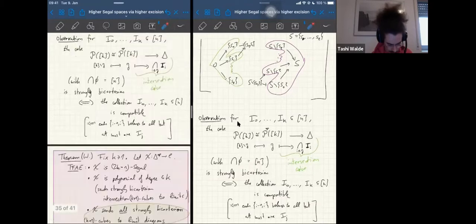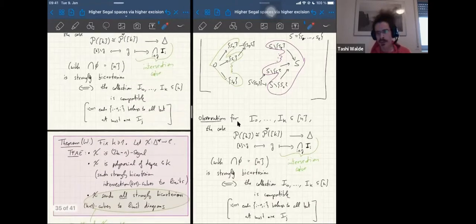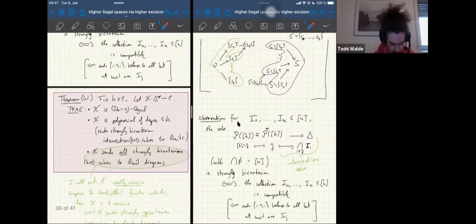And from this observation, we actually get the main theorem of this talk, which says that the following are equivalent for a simplicial object. X is 2k minus 1 Segal. X is polynomial of degree smaller or equal k. So this part we already saw before. And this means that it sends strongly bicartesian intersection cubes to limits. So remember, strongly bicartesian intersection cubes are exactly those which are given by these compatible collections of subsets. And now this is also equivalent to saying that it sends all strongly bicartesian cubes to limit cubes.